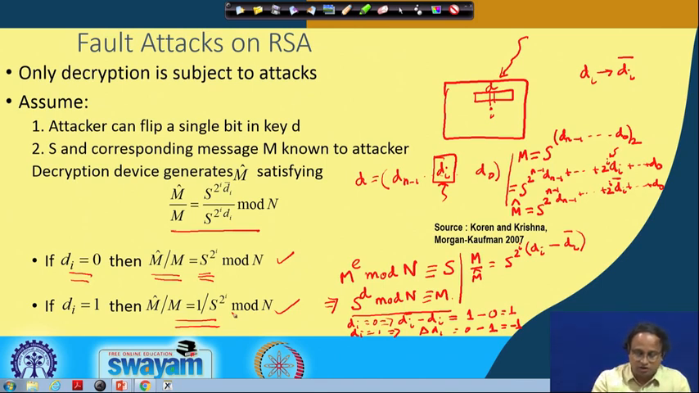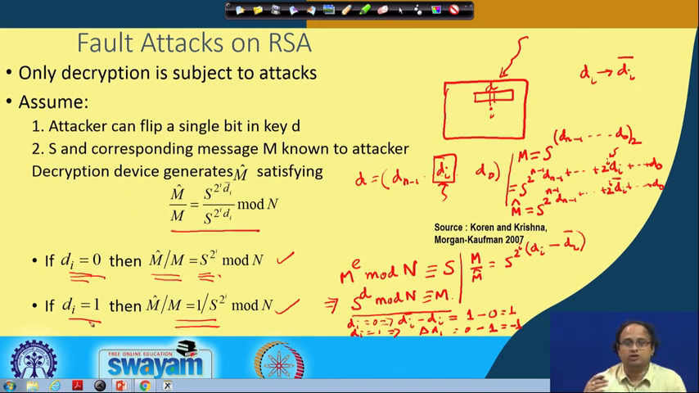And since the attacker already knows the left hand side and the right hand side, it can easily check which of these two equations is satisfied, and from there can get the information about whether di was 0 or whether di was 1. So, imagine that if the attacker is able to do this on every bit, then using a linear time complexity algorithm, it can easily retrieve the entire exponent without solving any complicated hard problem.